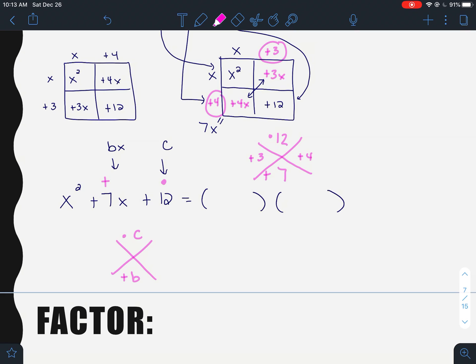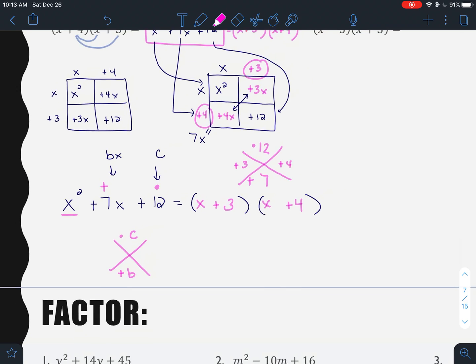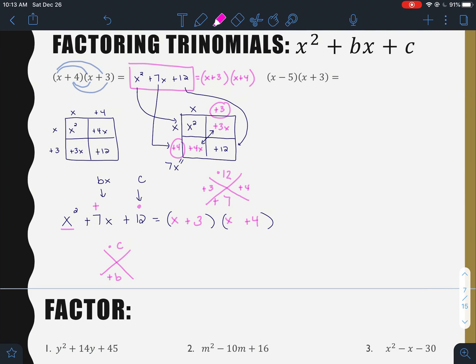So we need two numbers. When we multiply them, we get the c term, and when we add them, we get the b term. The c term is the constant at the end, and the b term is the middle term with x. So what multiplies to 12 and adds to 7? That would be 3 and 4. And I need positive 12 and positive 7, so I want plus 3 and plus 4. And then remember, I need x squared, and x times x is x squared. So I would get x plus 3 times x plus 4.